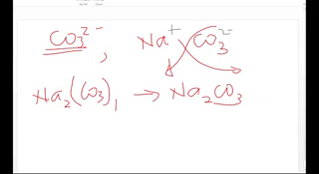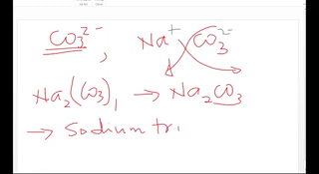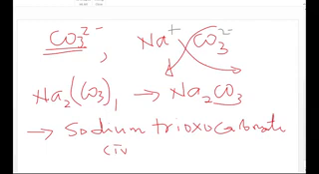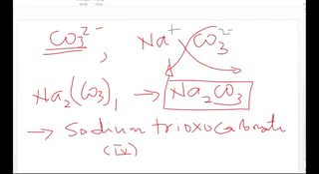Now, this compound, how do we call it? This is called sodium, because you are starting with the sodium, sodium trioxocarbonate(IV). You don't need to put ion there because it's no more an ion. It is now a neutral compound, because positive and negative have come together to form a neutral compound. Is that clear?